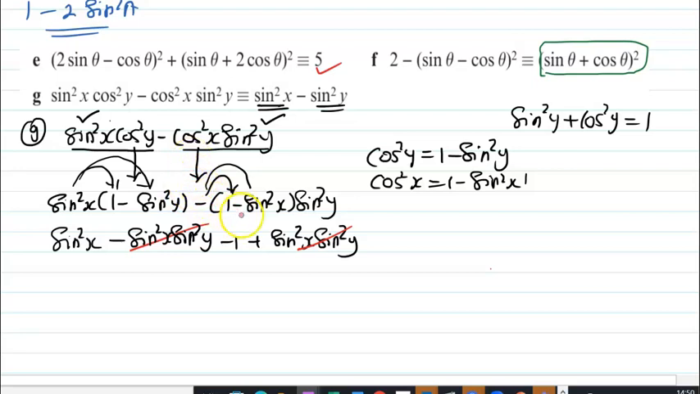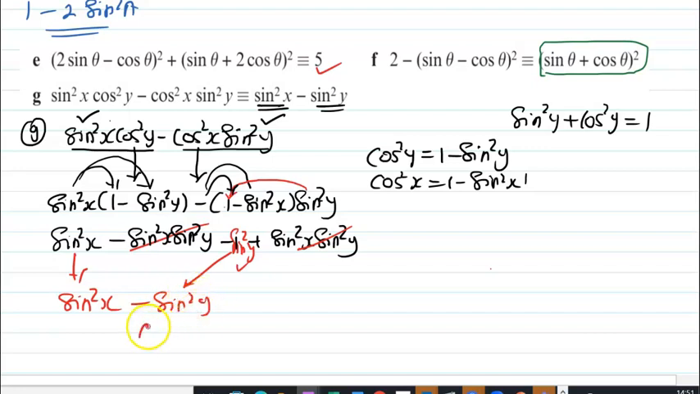So cos square x is 1 minus sin square x, and here it should be sin square y. I forgot to multiply here. Sin square y times 1 should be sin square y. Okay, I forgot to multiply. See my red arrow, sin square y times 1 is sin square y, so this cancels. From here we got sin square x, and from here minus sin square y. So this is your right hand side.